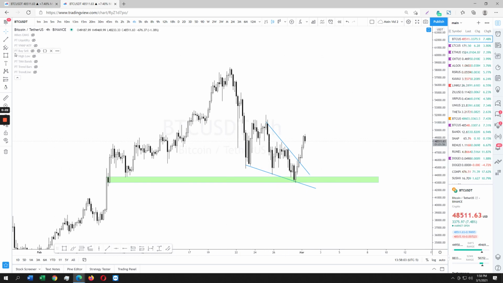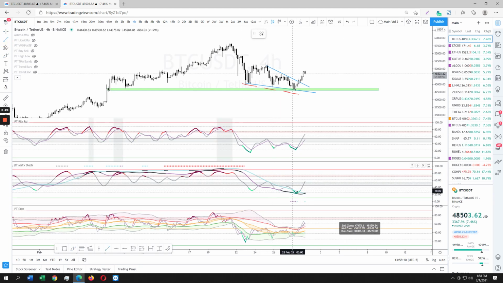We were in a wedge. We had a 3-drive pattern, right? 1, 2, 3. Oscillators all reset, as you could tell. As you could tell, this was a beautiful reset over here. So now, most likely, what's pending to happen is we need to get a retest, which is going to be a higher low.